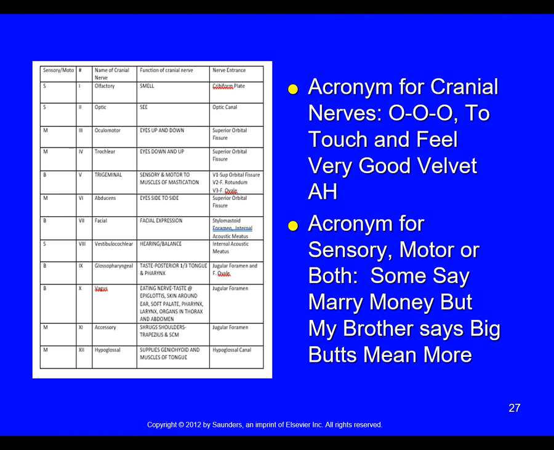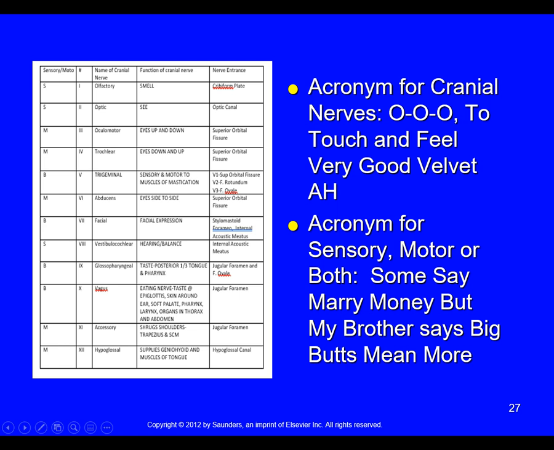And then we've got the accessory, which is a motor nerve, cranial nerve number 11, which shrugs the shoulders, the trapezius and sternocleidomastoid. And this also comes through the jugular foramen. The motor for cranial nerve 12 is the hypoglossal, supplies the geniohyoid and muscles of the tongue. And thank goodness the hypoglossal nerve comes through the hypoglossal canal.